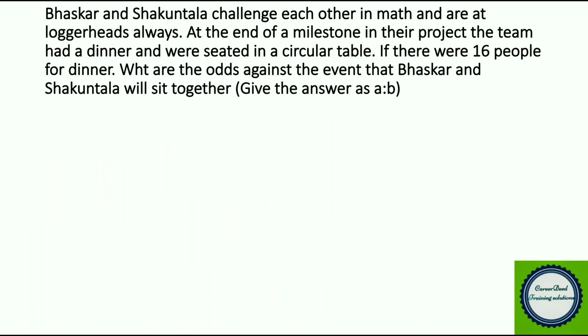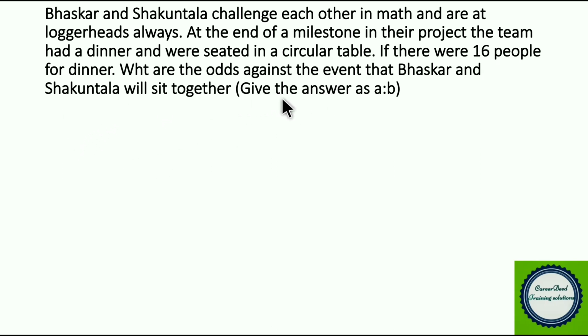So here you have another TCS NQT question. Bhaskar and Saguntala challenge each other in math and are at loggerheads always. At the end of a milestone in their project, the team had a dinner and were seated in a circular table. So it is a circular arrangement. If there were 16 people for dinner, what are the odds against the event that Bhaskar and Saguntala will sit together? So they are asking odds against the event.